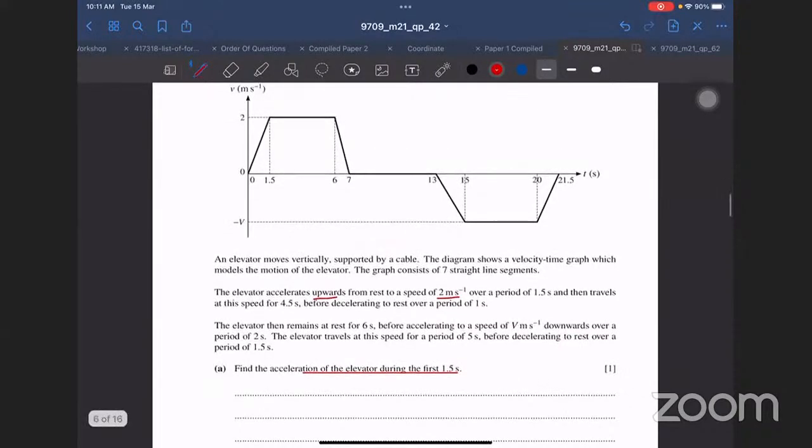So this is simple. Acceleration is simply the gradient of this line. So I'm going to say y2 minus y1 over x2 minus x1. That's the change in velocity over the change in time. That's 4 over 3 meter per second squared.